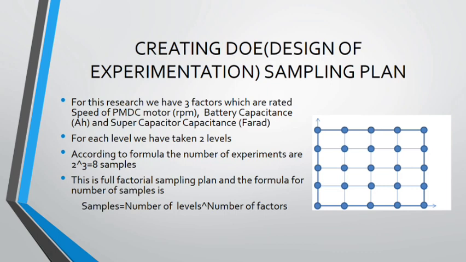Now for our experimentation, we have taken a full factorial method. The reason is that we want to know what is happening in our complete design space. In our case, we have three factors: the rated speed of the PMDC motor, the battery capacity, and the supercapacitor capacitance. Two levels have been chosen for each of these factors. According to that, the formula for DOE is number of levels raised to number of factors. So in our case, it's 2 raised to 3. That means we are creating 8 samples.